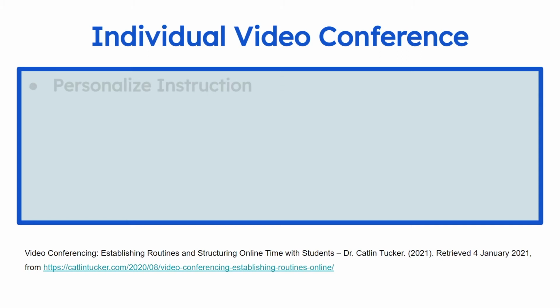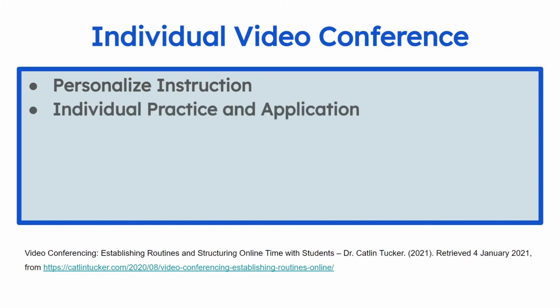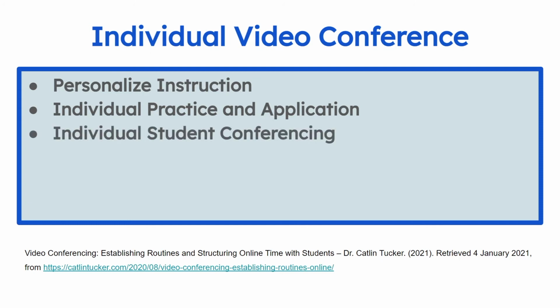Individual video conferencing is good for personalized instruction, being able to work one-on-one with students and address their specific needs. This allows time for individual practice and application of concepts that students may be struggling or need extra help with. This also allows you for individual student conferencing.